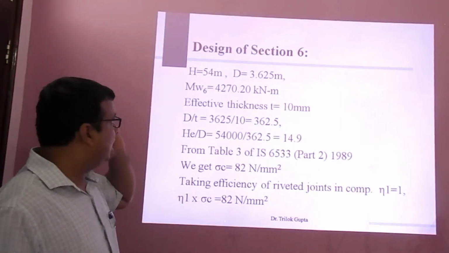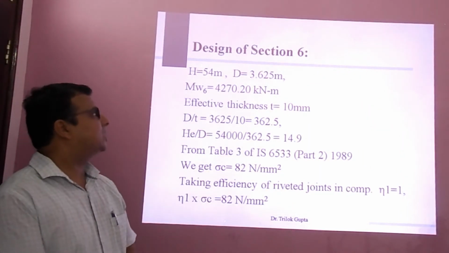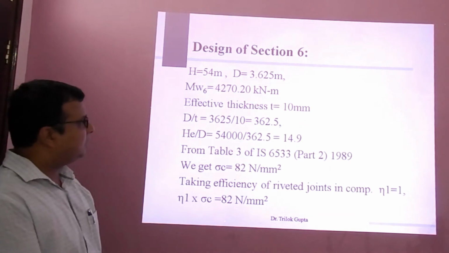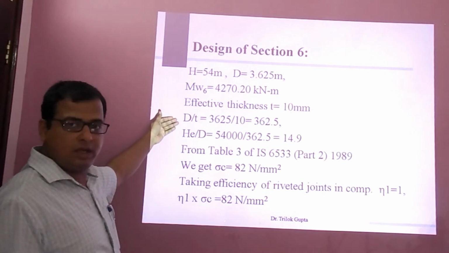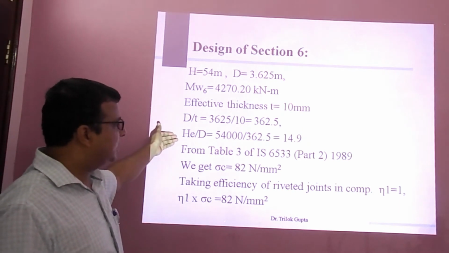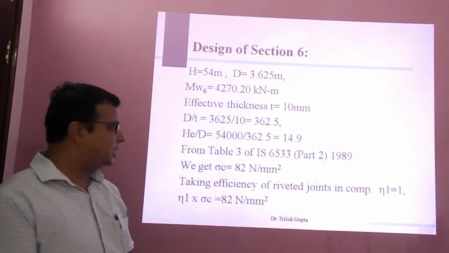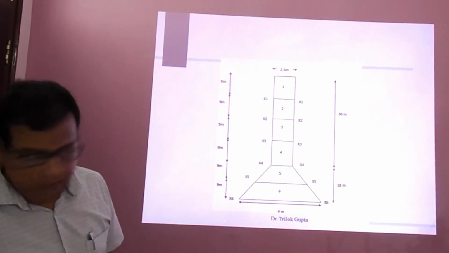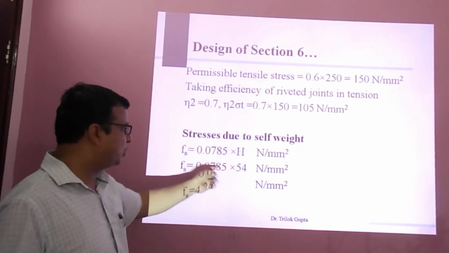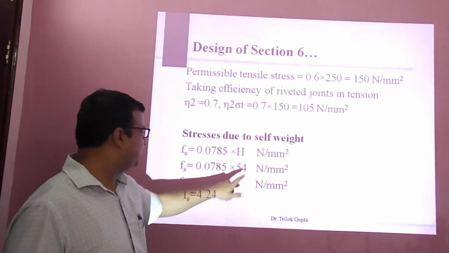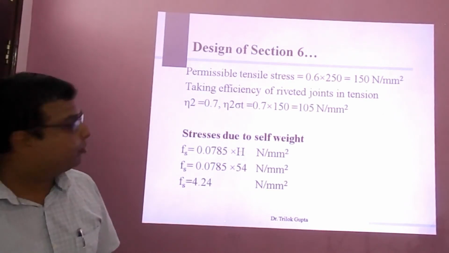So this is the diameter, and the maximum force we have already calculated, 4270.20 kilonewton meter. The effective thickness here again we have taken as 10 mm, then D upon T is 362.5, H upon D is 14.9. From table 3, the permissible compressive stress is 82, and in tension it will be 105. For the stress due to self weight, we will apply the same formula but the height will increase, so that is 54. So Fs will be 4.24 Newton per mm square.